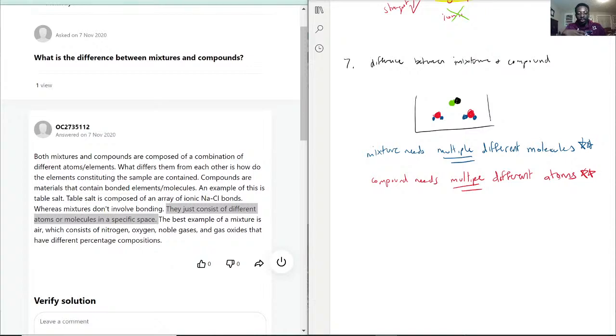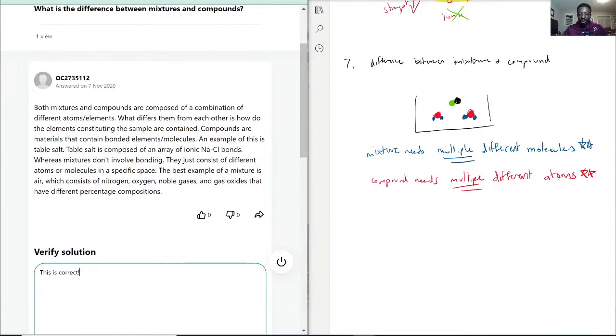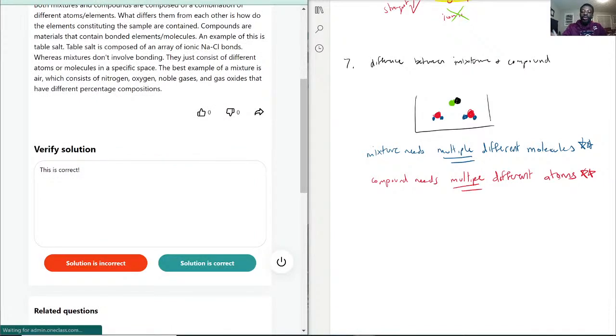So with that all being said, exactly, mixtures are on a molecular level, so these molecules are not bonded to each other, and compounds are dealing on an atomic level where the atoms are bonded to each other. That is a key difference between mixtures and compounds. This is correct nonetheless, because it does talk about the bonds for compounds and a lack of bonds for mixtures. So let's move on to question 8.